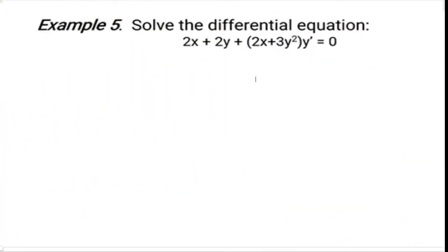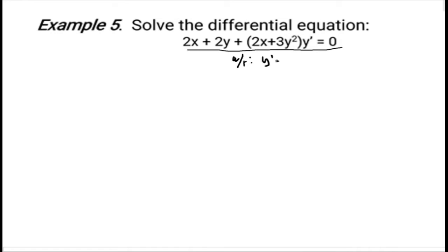Let us move to the next example. Solve the differential equation (2x plus 2y) plus (2x plus 3y squared) y prime equals 0. I purposely chose a given differential equation that is not in standard form to remind you that equations appear in many forms. Hence, we should write this equation in standard form, where our y prime here is equal to dy over dx. And we are going to substitute this value in the given equation.